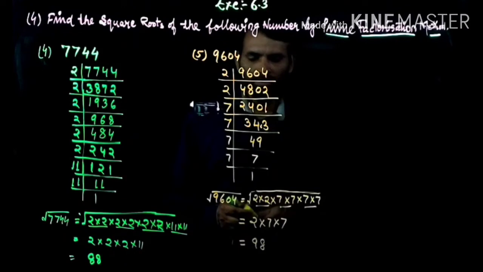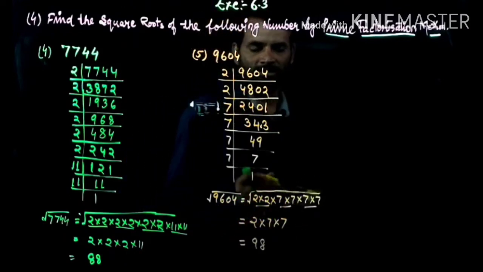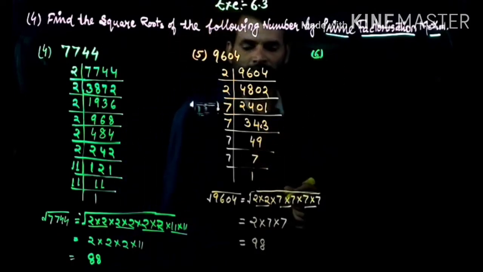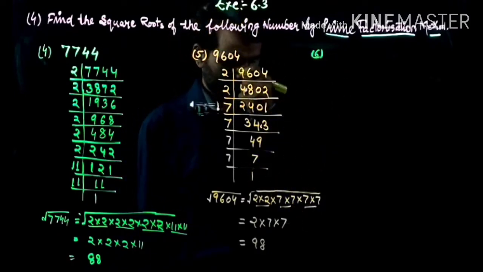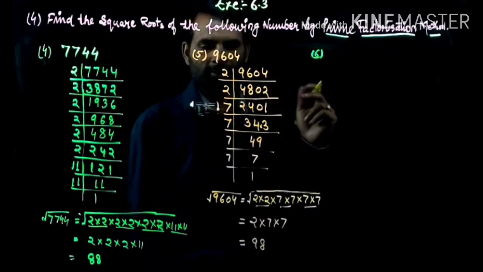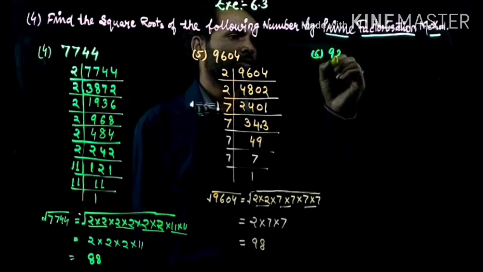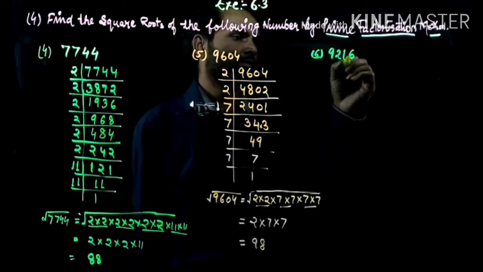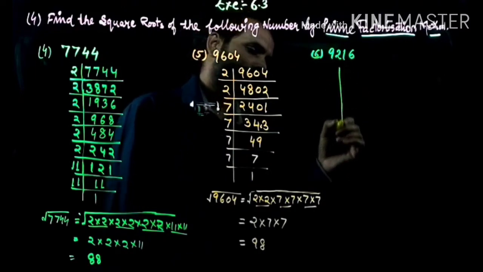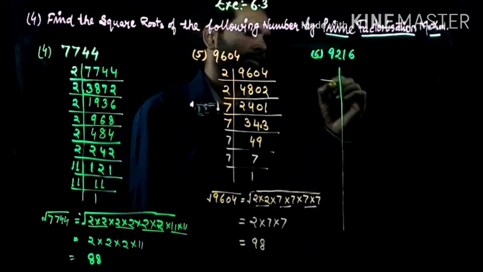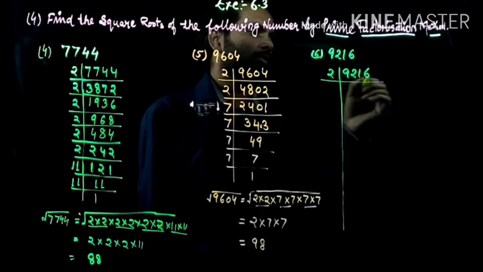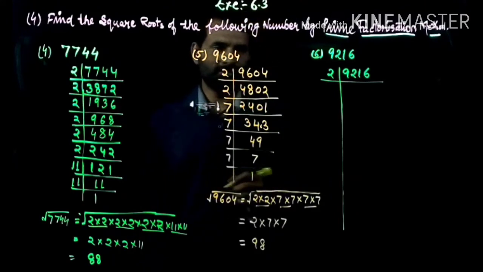And next is question number 6. Next number is 9216. Okay, and you apply the prime factor method. 9216. First it will be divided by 2 because the last unit digit is 6.